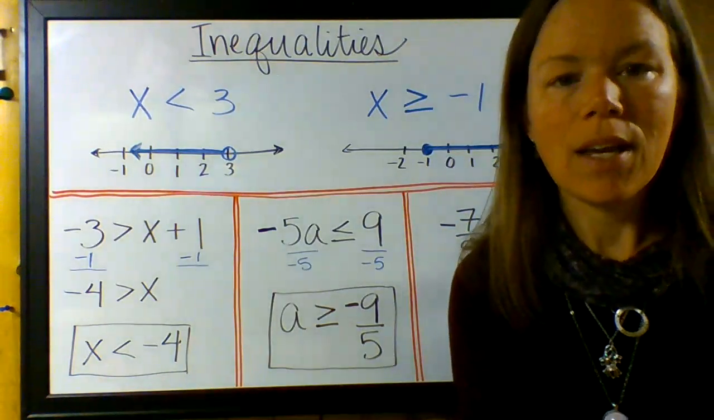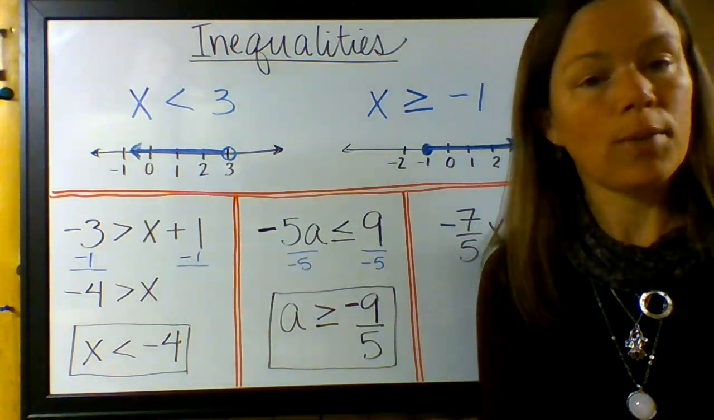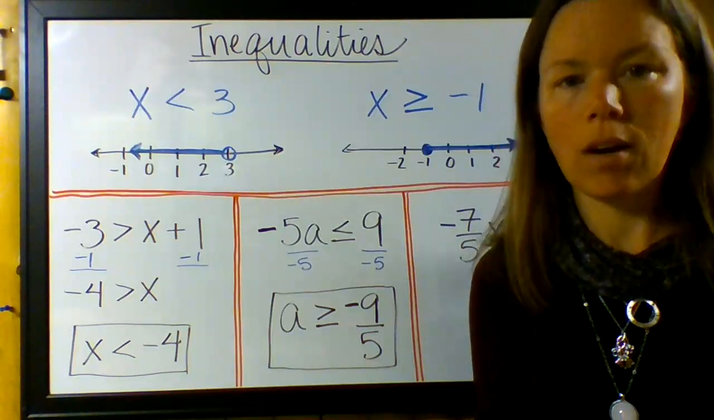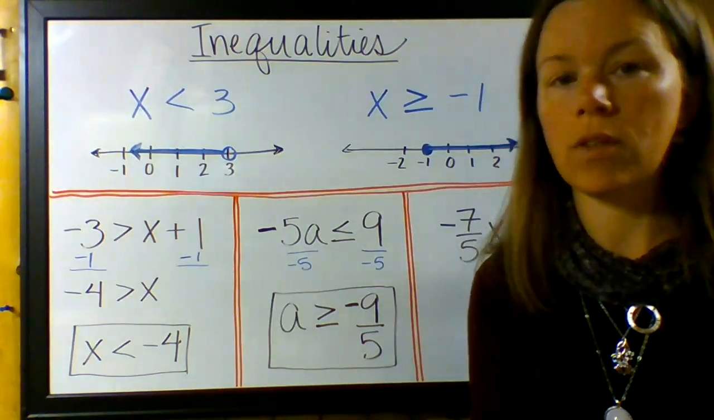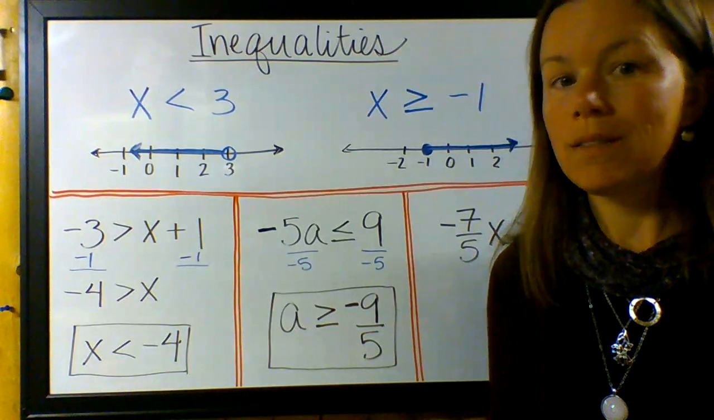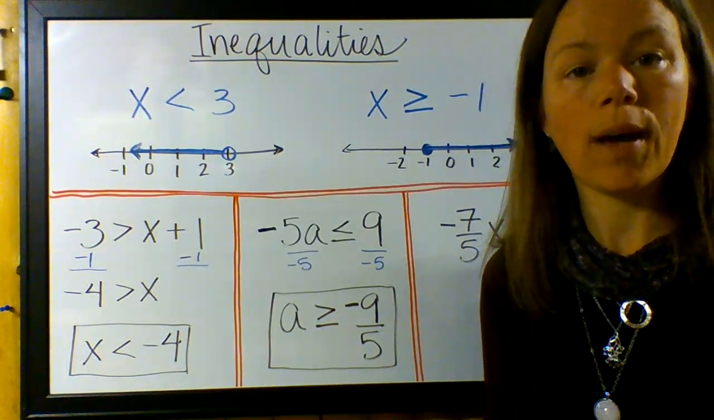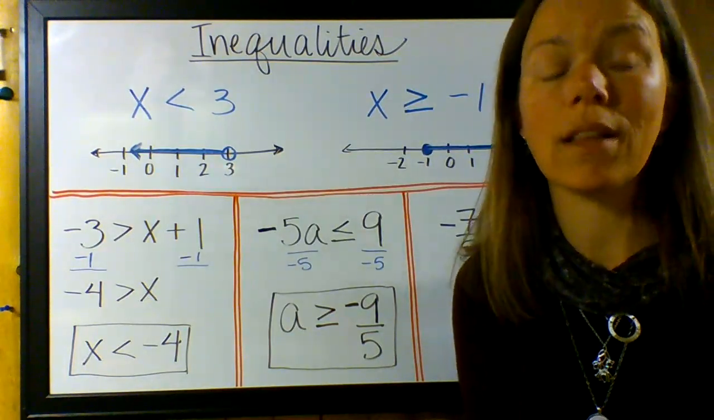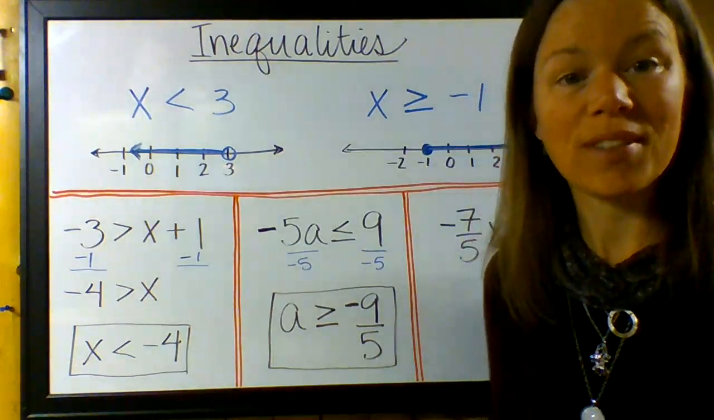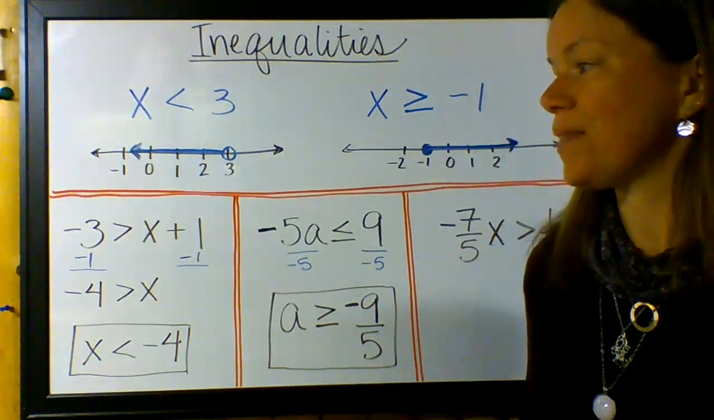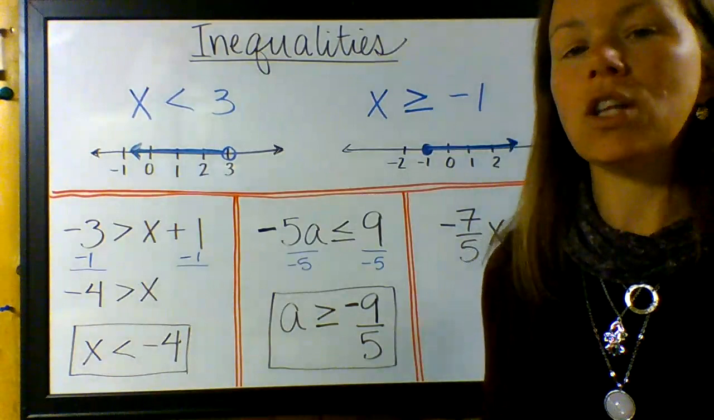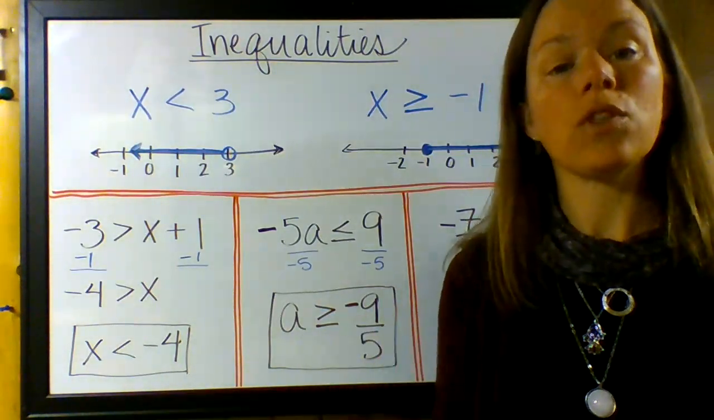If I have to write that inequality, then I can choose any variable. F is greater than or equal to -1. Z is greater than or equal to -1, okay? You can even choose Greek letters. Theta is greater than or equal to -1. Get creative, that's fine. Okay, so let's take a look at solving inequalities like we're solving equations.